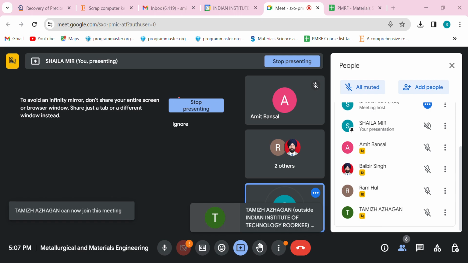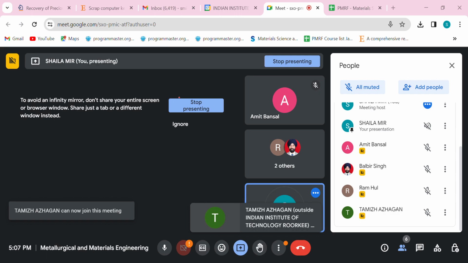Then we have another question that says, on which Rockwell scale is hardness of hardened steels measured? Is it B scale, C scale, both A and B? C scale. C scale for hardened steels, right?